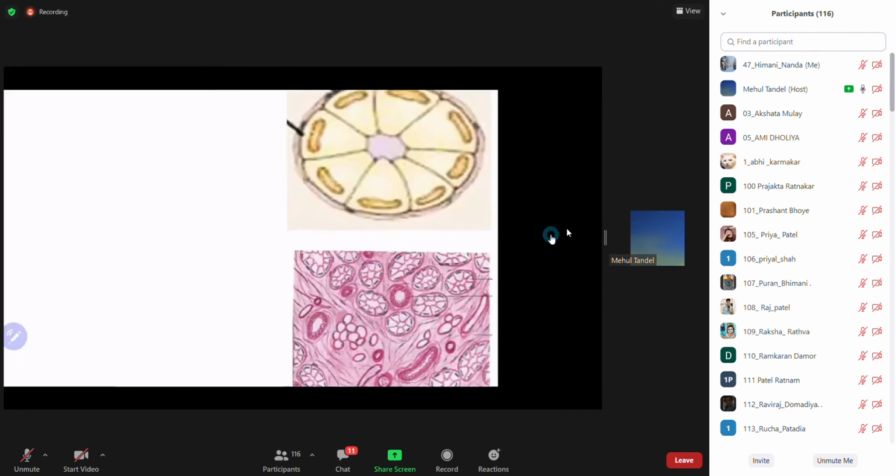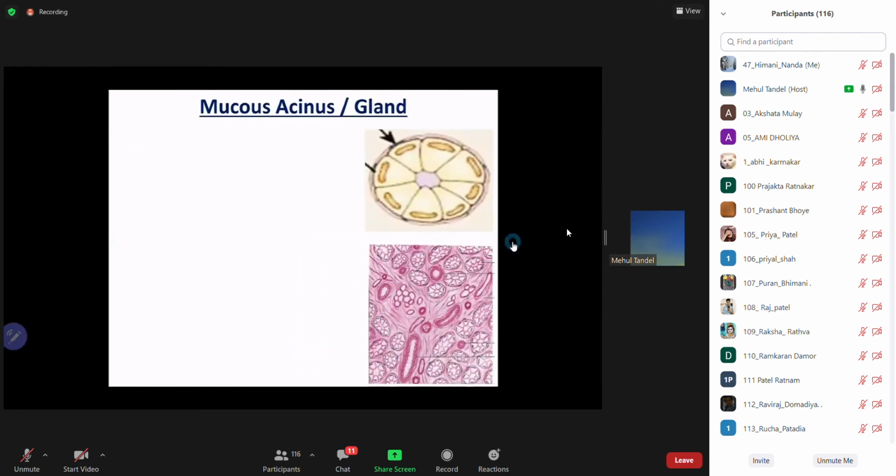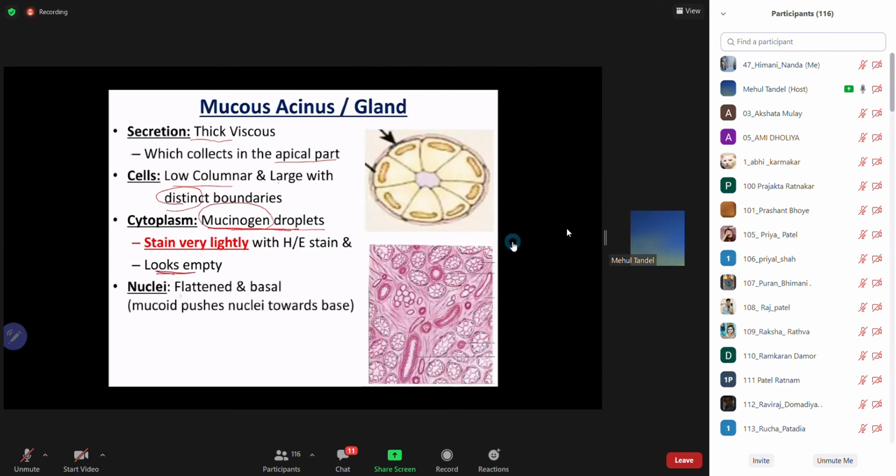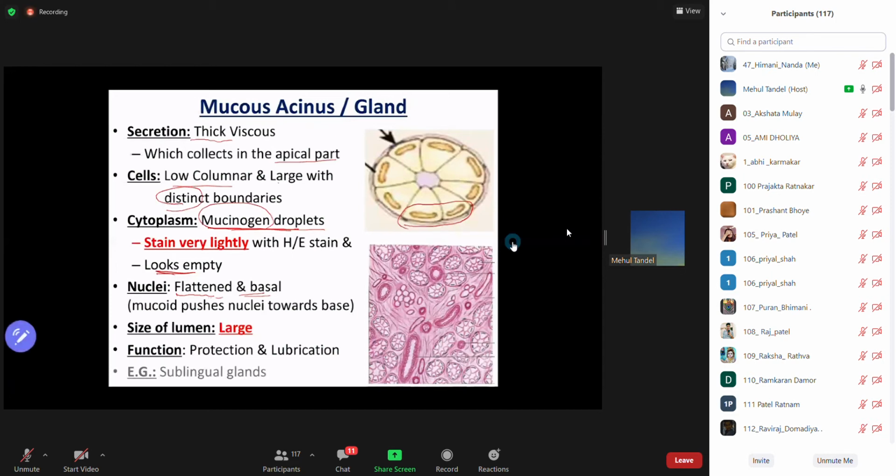Then mucous acini, reverse to it. Secretion is thick and viscous, which collects in the apical part, which pushes the nucleus to the periphery. Cells are low columnar with large distinct boundaries. Cytoplasm contains mucinogen droplets. Stains very lightly because these droplets are lost during preparation for light microscopy, so it looks empty. Nuclei are flattened and basal, flattened peripheral nuclei. Size of lumen is large. Function is protection and lubrication, and example is the sublingual gland.